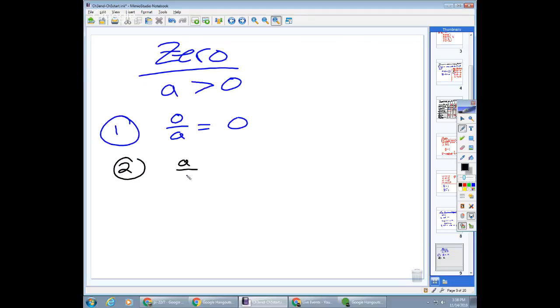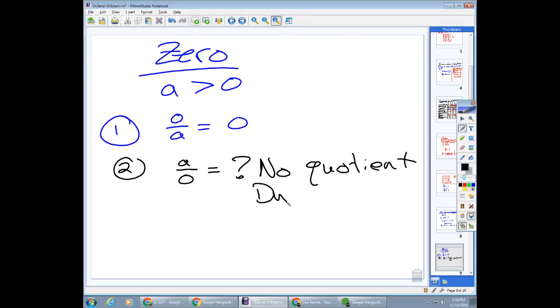A divided by 0. This fails because there's no possible quotient, right? When we look back at the definition. So it's called undefined.